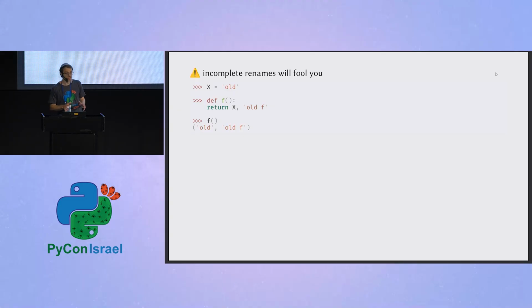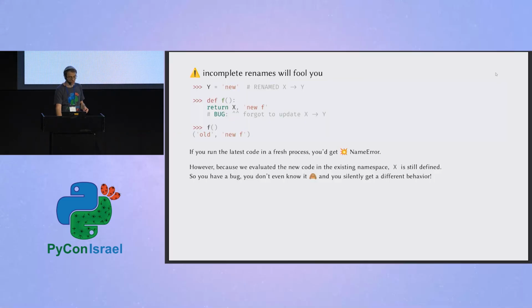A caveat that I want to warn you about when you're doing redefinitions and reloads is that renames are risky. They can easily bite you. Here, I renamed x to y, but I forgot to update the reference. The function is still referring to x. If I execute the code from scratch, if I kill it and start from scratch, I will properly get a NameError exception. I'll know I have a bug.